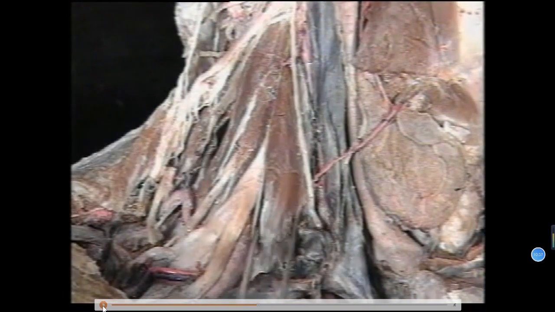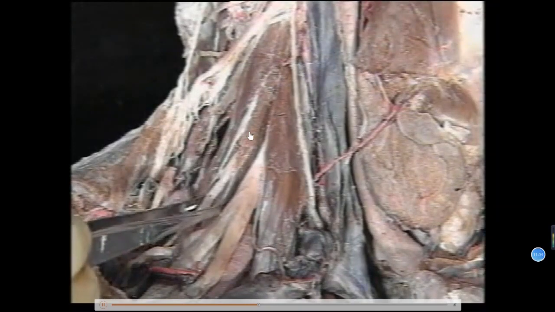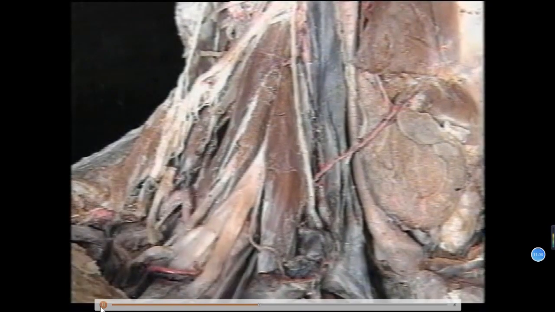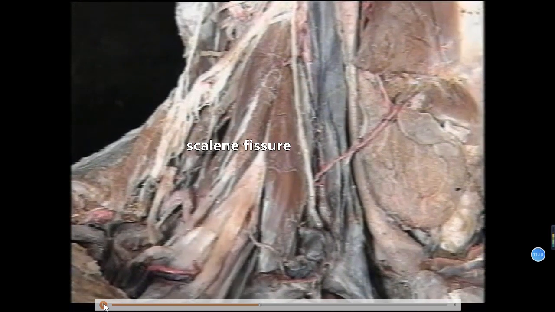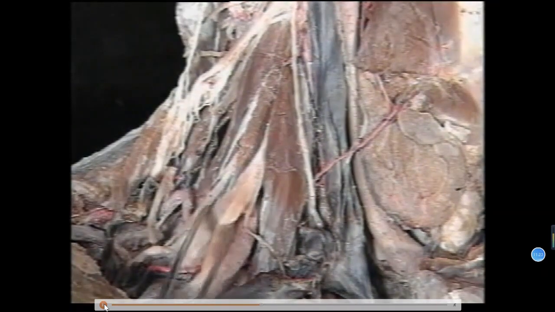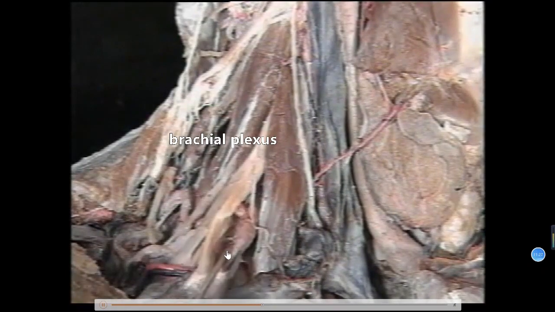This scalenus anterior inserts between this muscle and the middle one. Okay, between the scalenus anterior and the scalenus medius and the first rib, look at this fissure. This is the scalene fissure. Inside the fissure are the brachial plexus and subclavian artery.